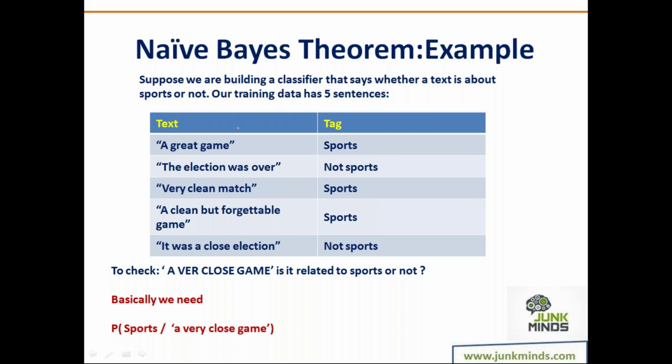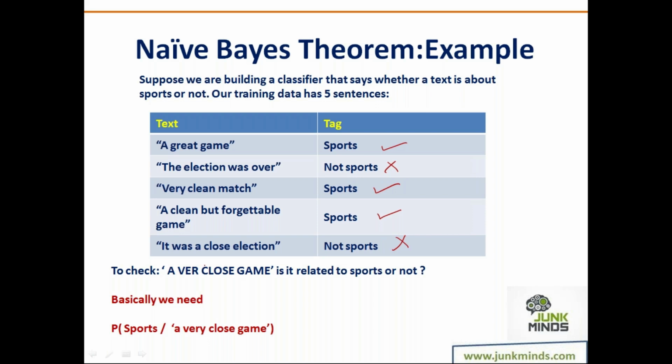So the statements that I have are: first, a great game, which we identified as something related to sports. The election was over, which we have identified as not sports. Clean match, very clean match, sports. A clean but forgettable game, yes, about sports. It was a close election, this is not sports. So suppose this is the data using which I'm going to be training my model. Obviously 5 values are very few for sentiment analysis or text analysis.